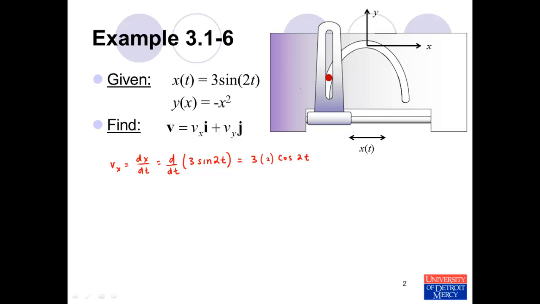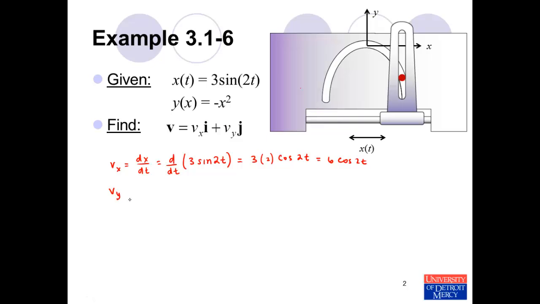So that's what the x component of the velocity is equal to. We can multiply the 2 and the 3 to get that. So that's the first part. Now we need to determine the y component of the velocity. Again, the y component of the velocity is just dy/dt.